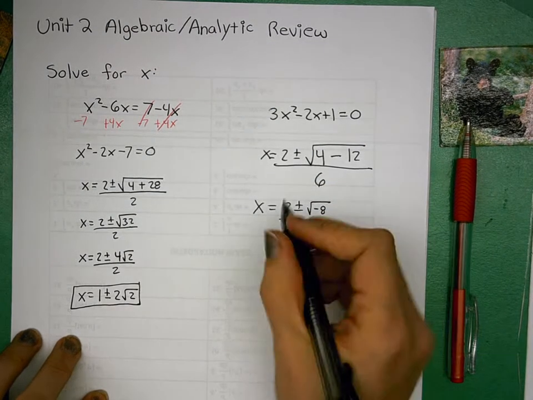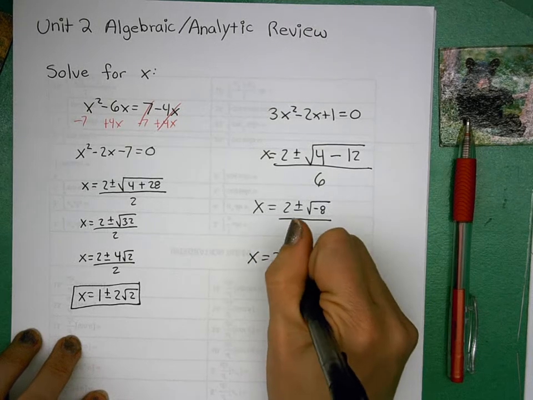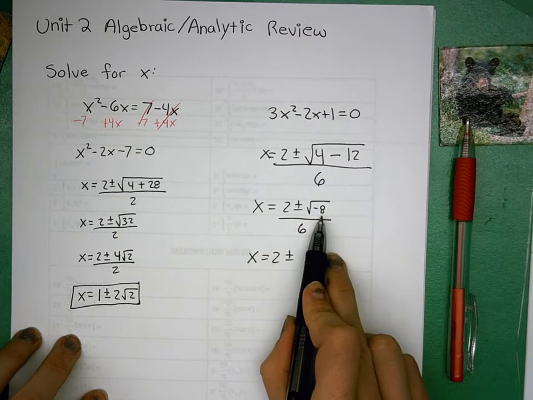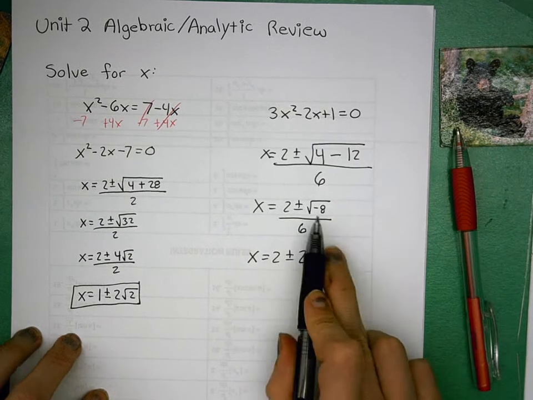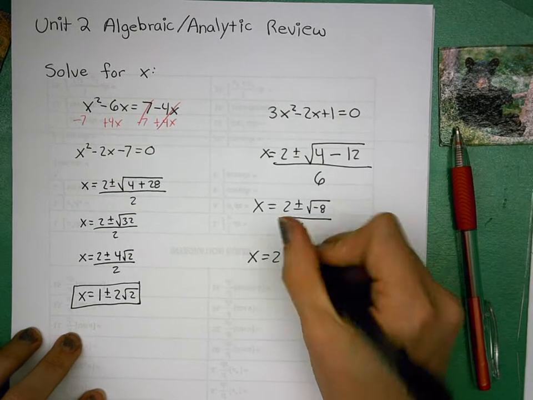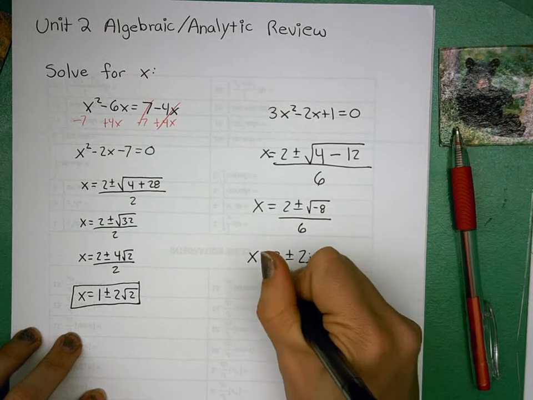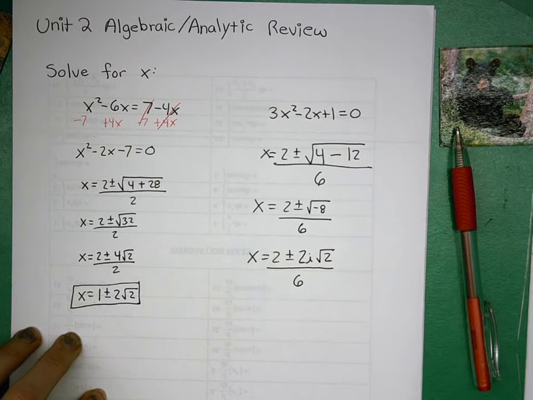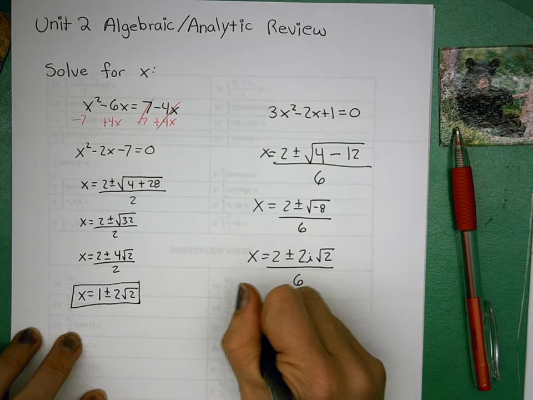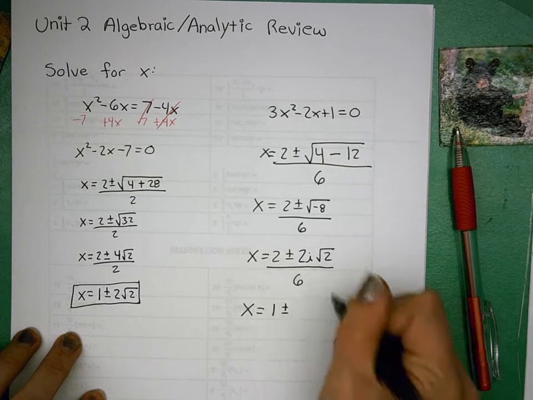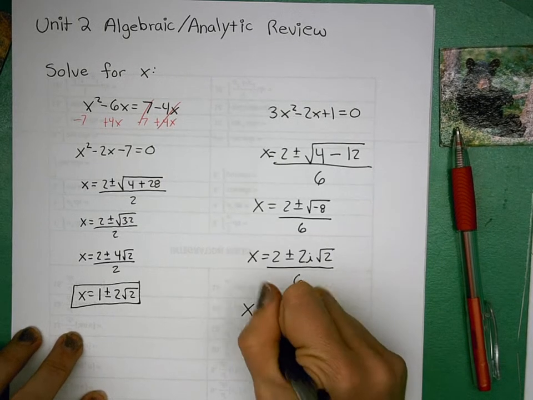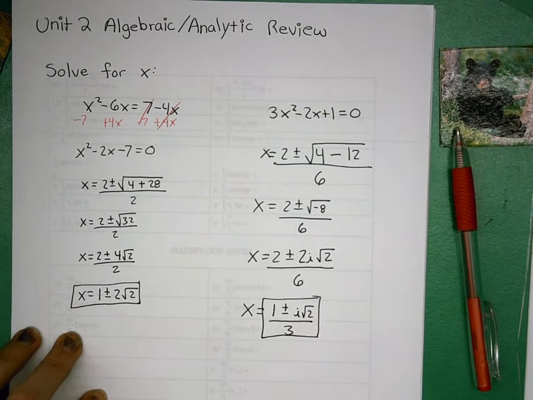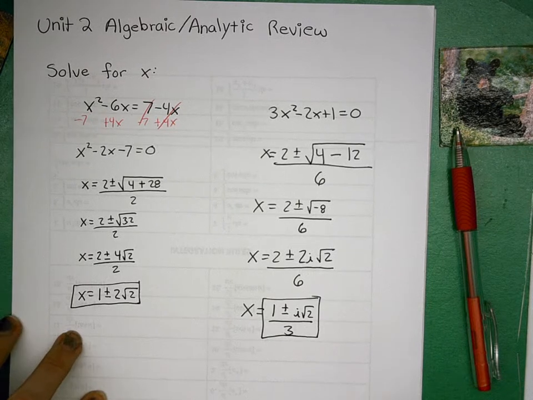Okay. And then the square root of negative 8, a perfect square that comes out of that is 4, and so we'd have 2 with a root 2 left over. And then the square root of a negative is an imaginary number, so that'd be i, all divided by 6. Okay? And then this does simplify. There's a 2 that comes out of everything, so we'd have 1 plus or minus 1i root 2 over 3. And you've got your answer. Okay?